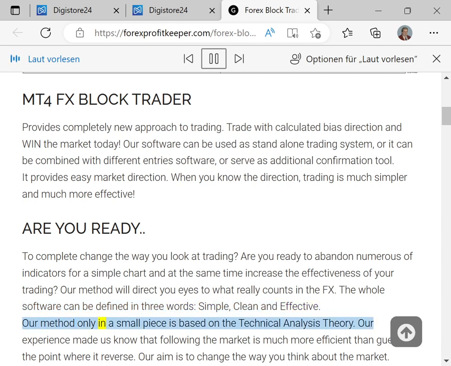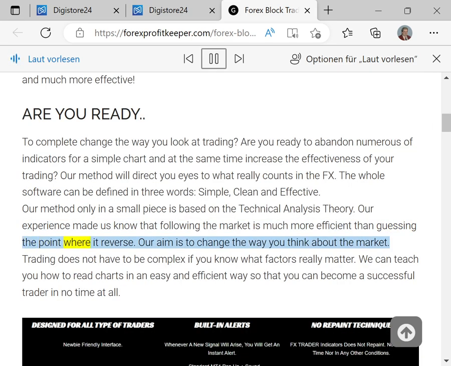Our method is only in a small part based on technical analysis theory. Our experience has taught us that following the market is much more efficient than guessing the point where it reverses. Our aim is to change the way you think about the market. Trading does not have to be complex if you know what factors really matter.